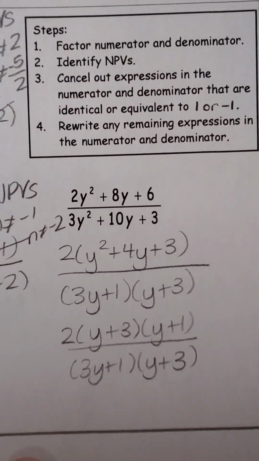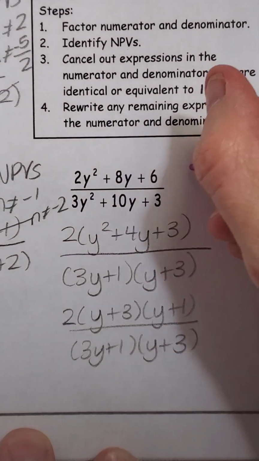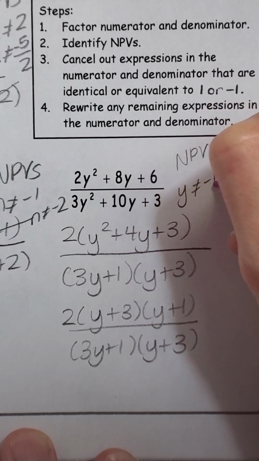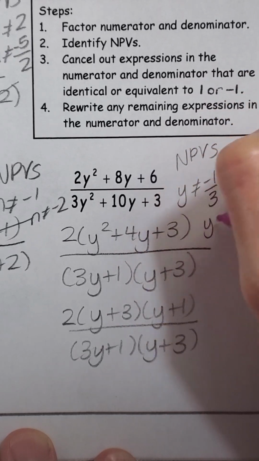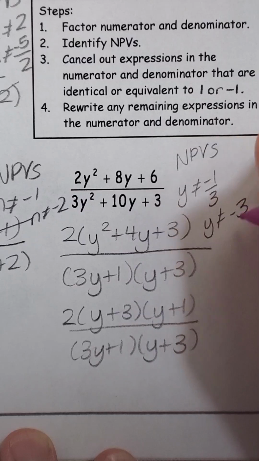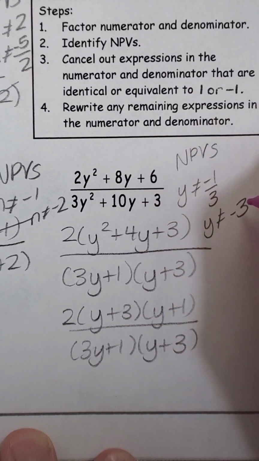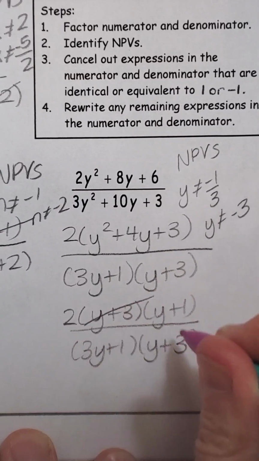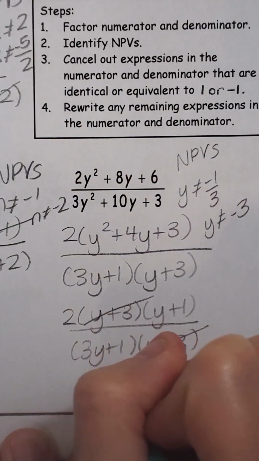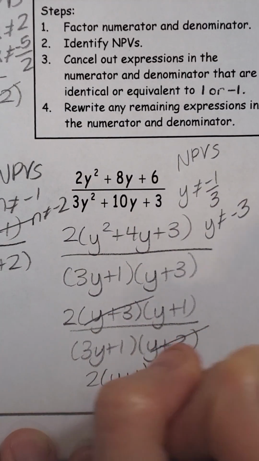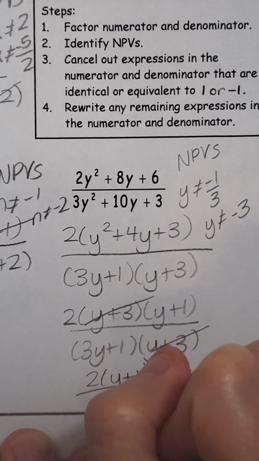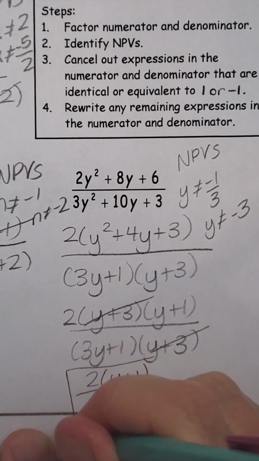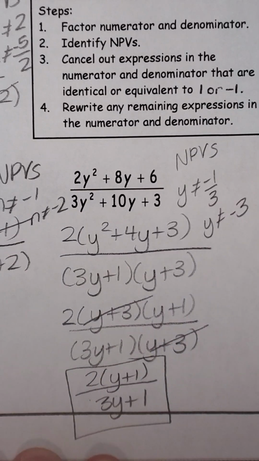Just want to make sure that you can see everything. Oh, glad I moved it down. NPVs, y can't be -1/3. I am rewriting this, but if you just wrote comma -3, that's fine. What have we got here? 2y plus 3's. Final answer, 3y plus 1. And that's the end.